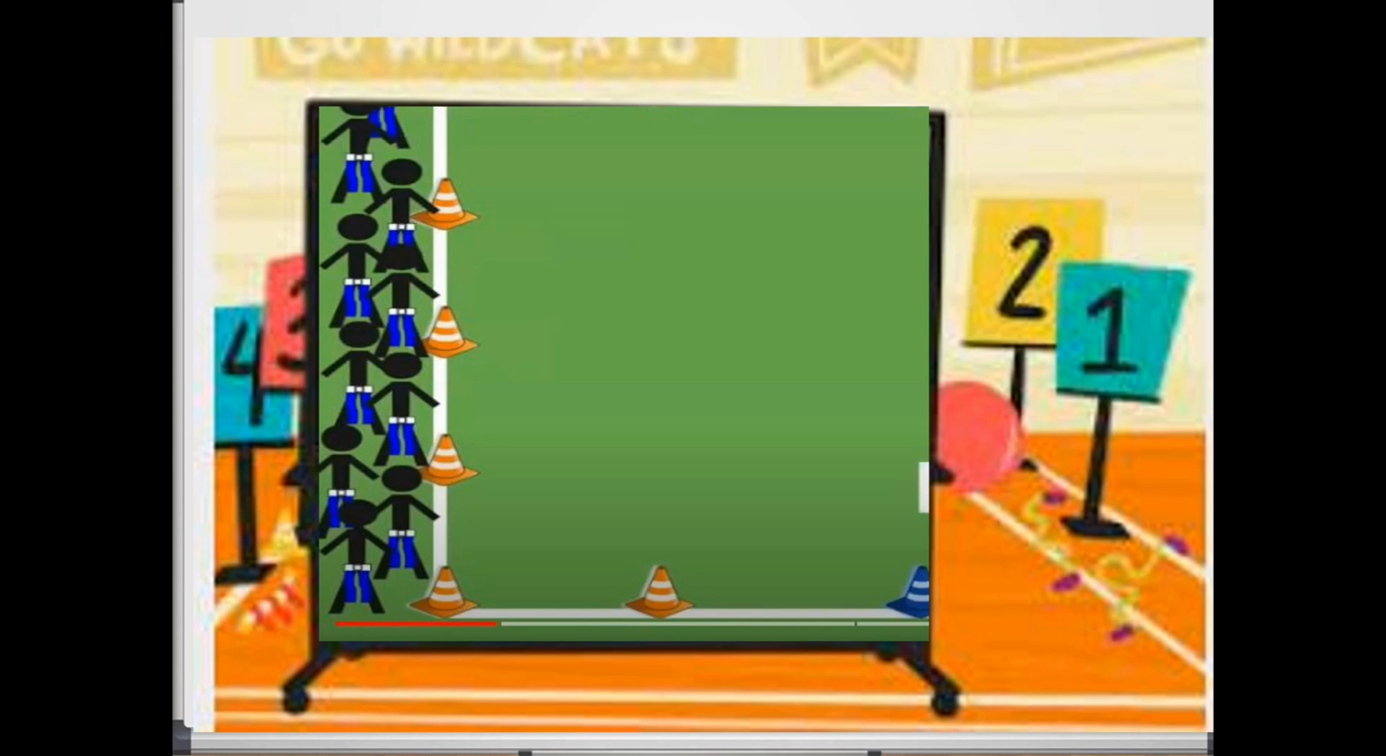These games can be implemented as warm-up activities, cool-down activities, or to contribute to students achieving 50% of physical activity time spent in moderate to vigorous physical activity.